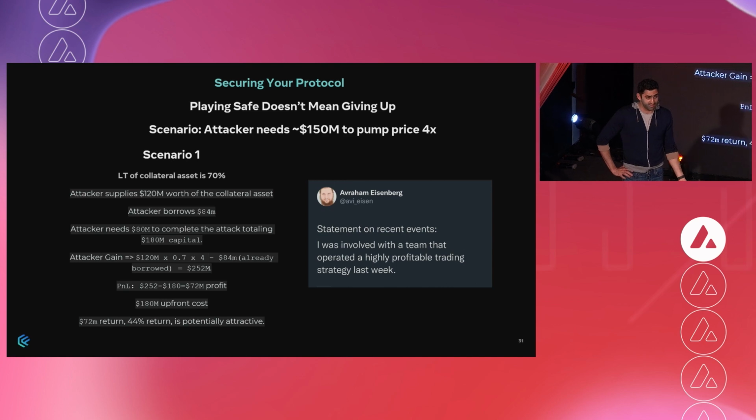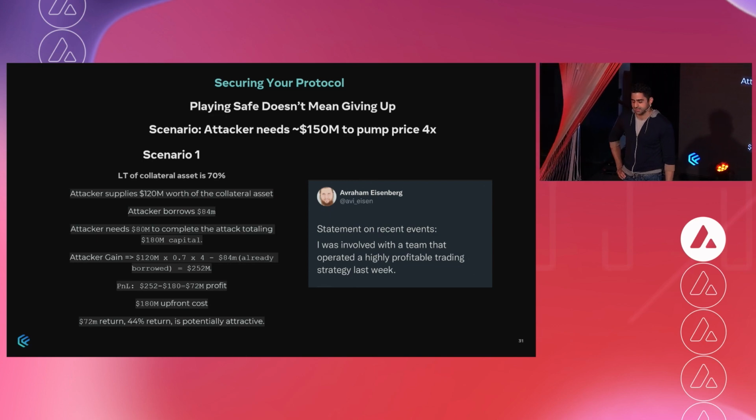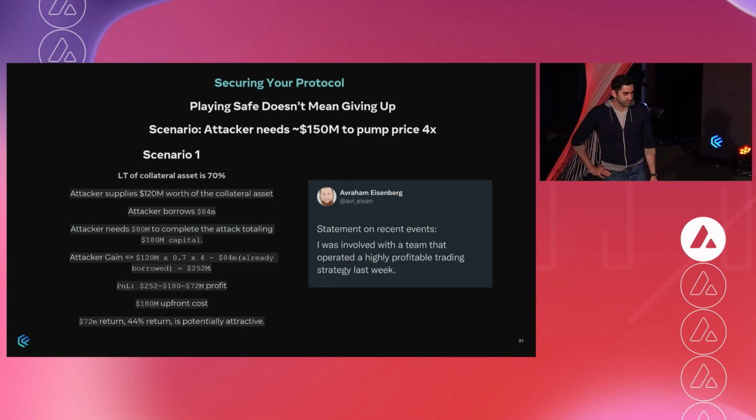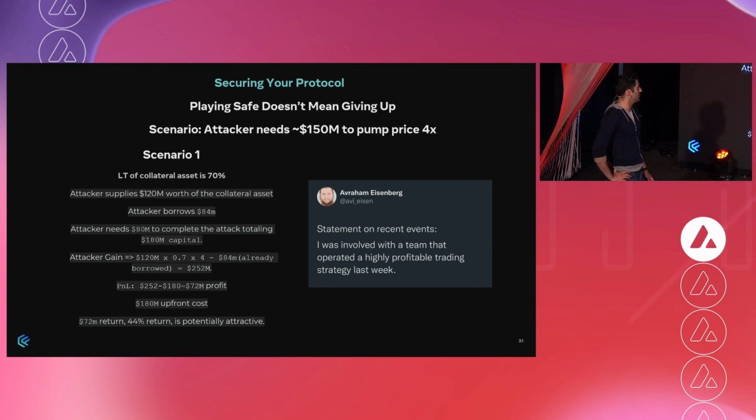Obviously there's high risk, and we could talk about the risks, but this is not a joke. I think that there are some attackers that would look at this and think that it's worth it, and the more capital you have at hand, the more viable this is. So the numbers change accordingly.